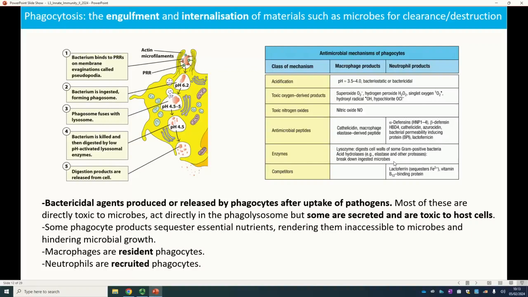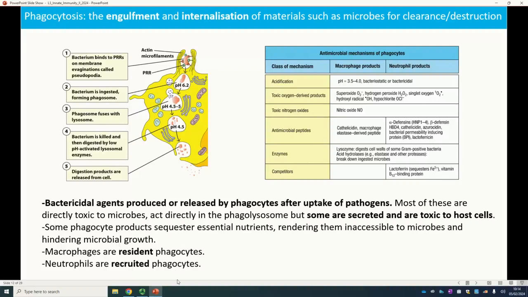And then, of course, we've got our enzymes that we talked about. So our lysozyme, which plays a really important role in digesting the gram-positive cell wall. But we also have competitors, such as lactoferrin. And these are only secreted by neutrophils. What these aim to do is sequester away really essential nutrients from microbes. So this makes those nutrients inaccessible to microbes and therefore hinders microbial growth. And lactoferrin is one that sequesters away iron.